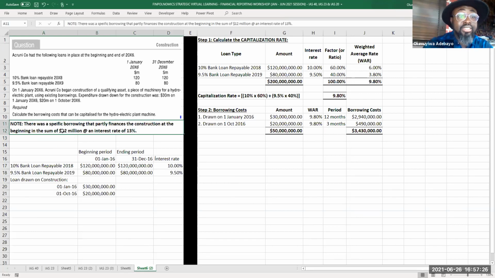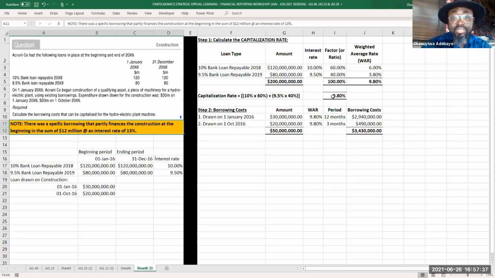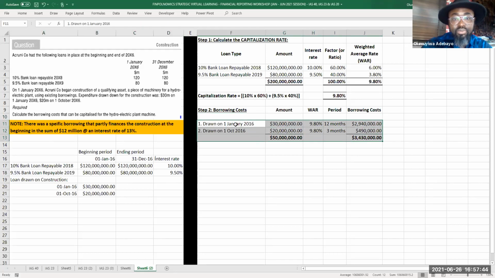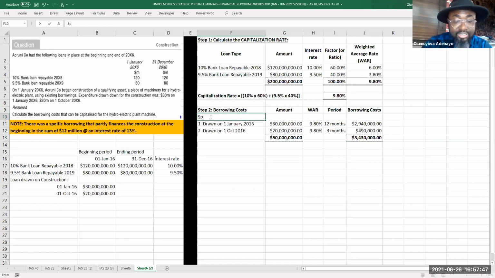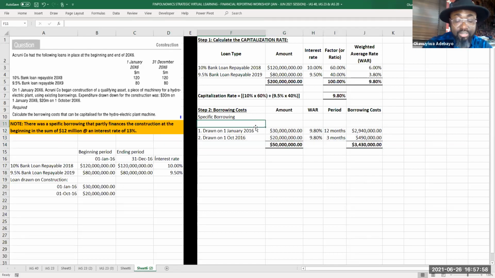Now, what this means in principle is that that portion of specific borrowing must first be addressed, which means I will extend this downwards so that I'll first of all say the specific borrowing will be different from general borrowing. These are general borrowing. Therefore, what will happen? The specific borrowing was 10 million. Let me bring it here. Specific borrowing.